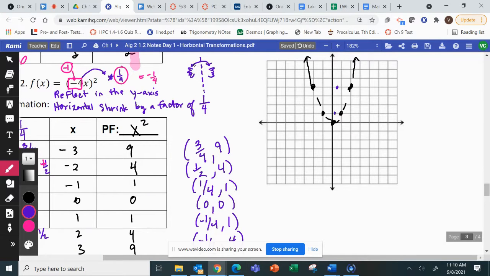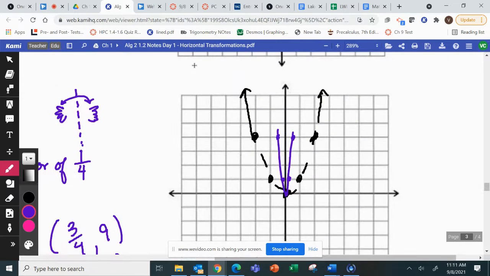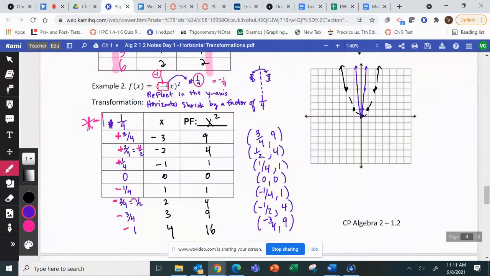1/4, 1. It's a super, super skinny parabola. You can always zoom in way far to make it easier for you to draw, but it is a really skinny parabola. It almost looks like a V, but it's not a V, because it's just super, super skinny.